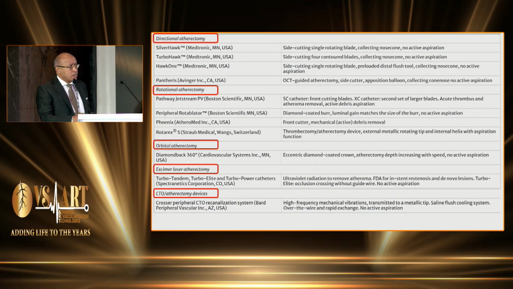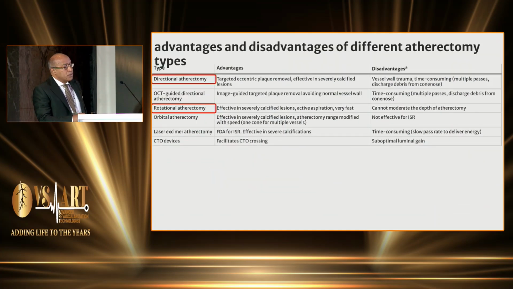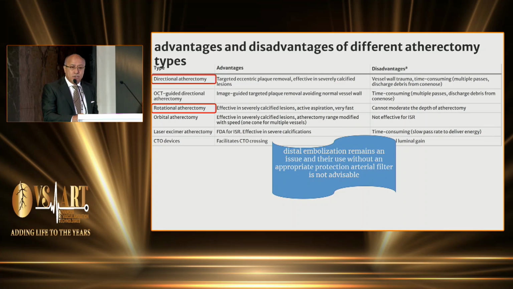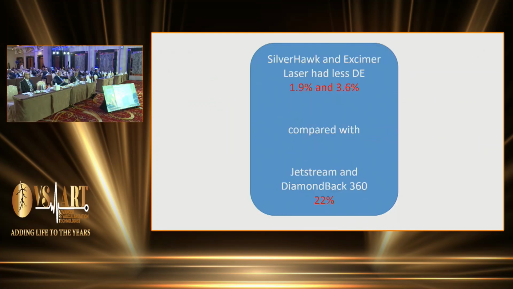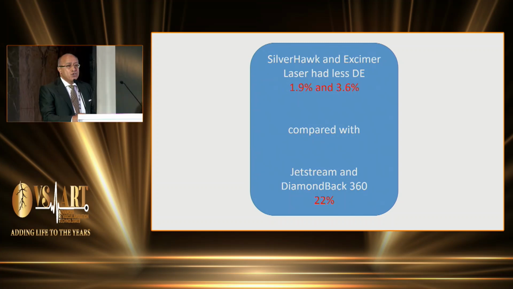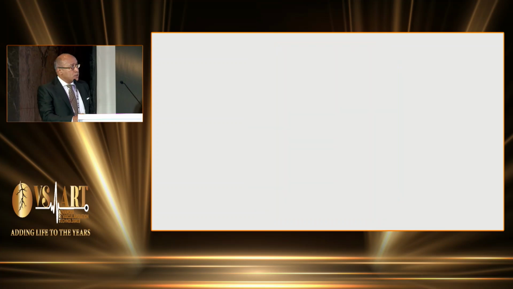And looking at all of the atherectomy devices together, we will find that most of them don't have an aspiration system, except for a few of the rotational atherectomy devices. And this was the recommendation of many studies, that we have to use embolic protection devices, especially with directional atherectomy and rotational atherectomy, because of the high incidence of embolization with them. And between the atherectomy devices, there is some differential level of embolization, with the lowest level with the SilverHawk and the laser atherectomy devices, around 3.6% as the highest of them, compared to the Jetstream and Diamondback 360, which may go up to 22% of the cases.